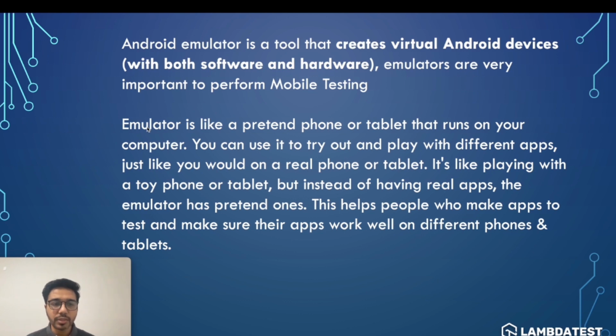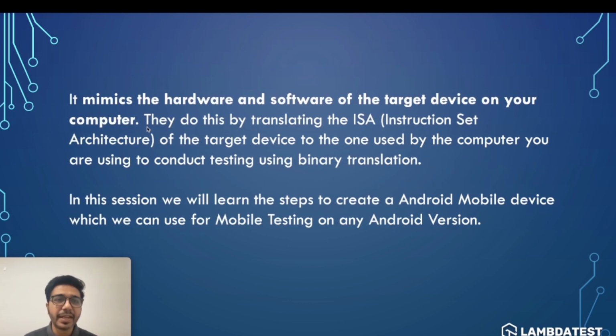So usually those emulators you can run on your machine, and whatever application you want to test, you can simply install that application on the emulator and you are good to go for your testing, correct? So in a simple way, we can also say that it mimics the hardware and software of the target device. How does it do that? It basically does it by translating the instruction set architecture, right?